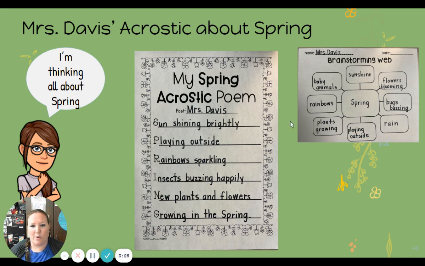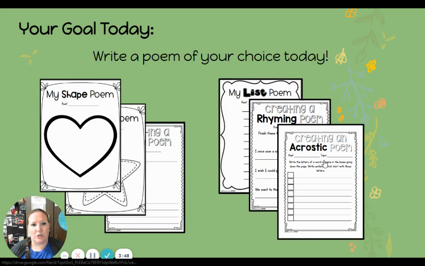For I, I didn't have an I, but I took bugs and instead swapped out for the word insects. So insects buzzing happily. For N, I said new plants and flowers. And G, growing in the spring. So Miss Davis wrote a spring acrostic poem today, but you get to choose your poem for today.